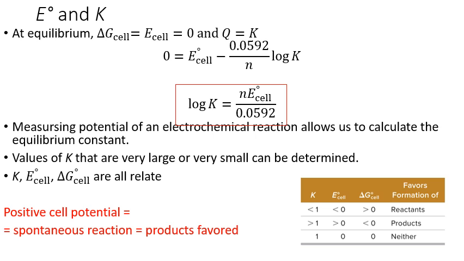K, E, E naught cell, and delta G all relate to each other. For example, positive cell potential means products favored, spontaneous reaction, thus positive K and E and negative delta G.